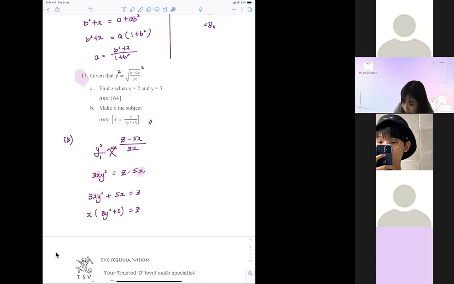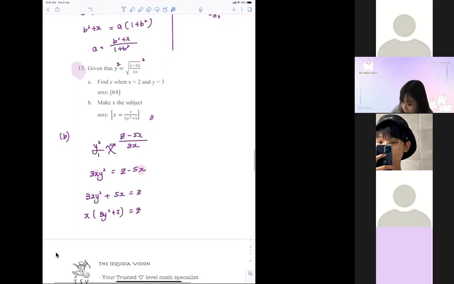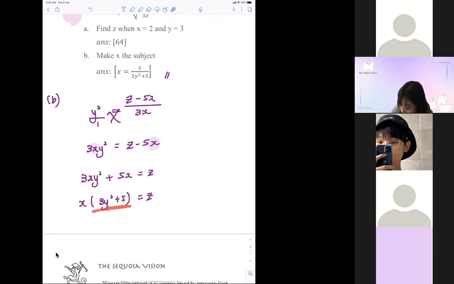Okay, so from here, this is the part where you guys always make mistakes, right? If you see times, when you bring it over to divide, it goes to the bottom. So it's z divided by the bracket. This is on top, this one is below, because this is times, you bring over to divide, it goes to the bottom.